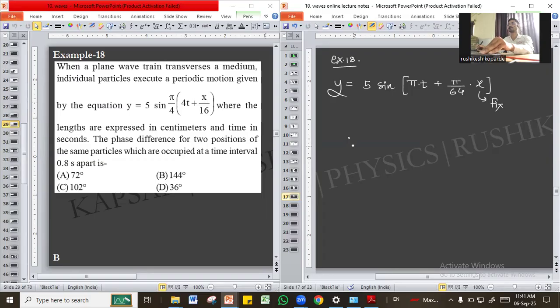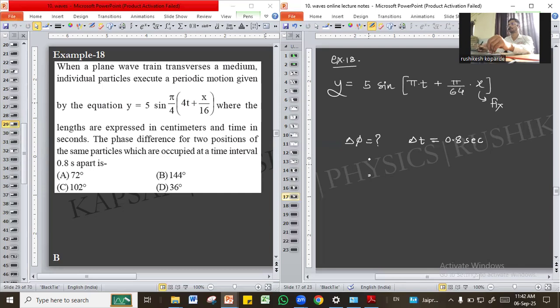The phase difference for the two positions of the same particle which are occupied at a time interval of 0.8 second. What is the time difference between the two positions? 0.8 second.